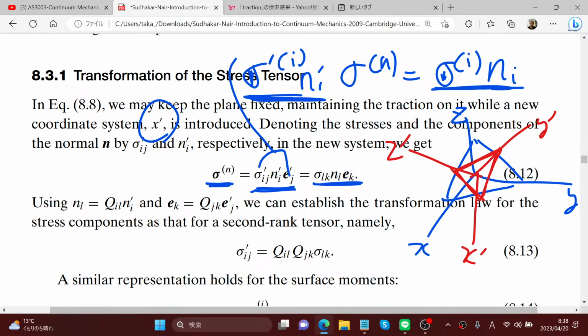We can establish the transformation law for the stress component as that for the second rank tensor, namely sigma ij prime is q il q jk sigma lk. Yes.